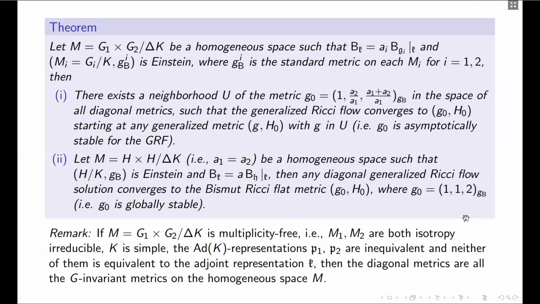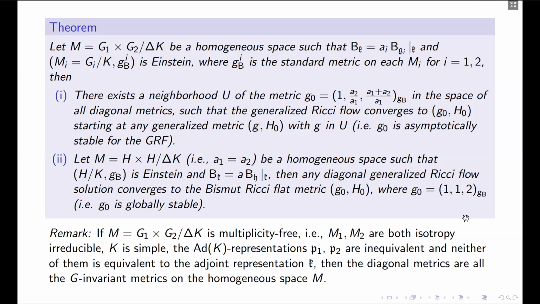So just a remark about why we consider diagonal metrics. If M is multiplicity free, which means that both homogeneous spaces are isotropy irreducible and K is simple, and the representations are inequivalent, the diagonal metrics are in fact all the H-invariant metrics on the homogeneous space M.